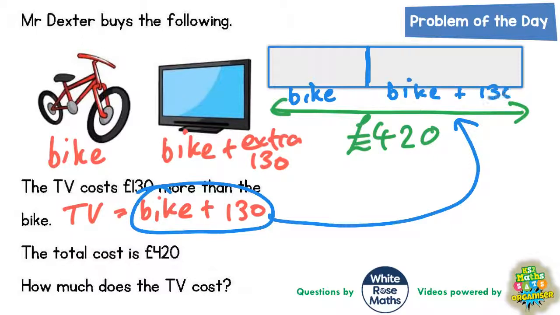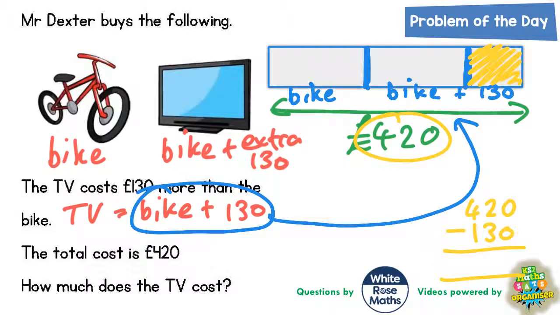plus 130. Now, because we've got the bike, then basically we can make another section the same size as the first bike, the actual bike. And this section on the end would be worth 130. Now, the obvious thing to do here is take off that 130 on the end from the total of 420. So if we work that out, 420 take off 130 and see what's left.